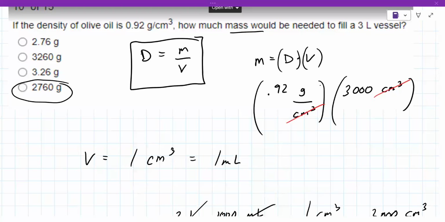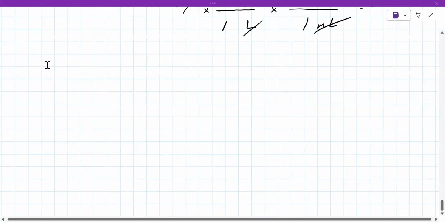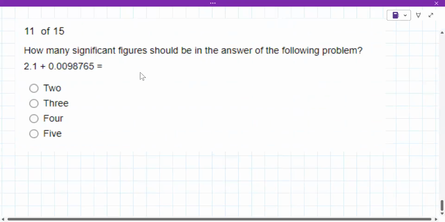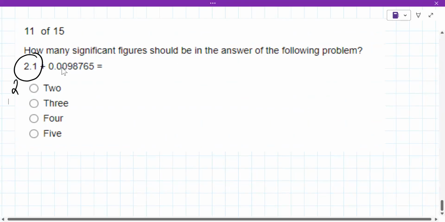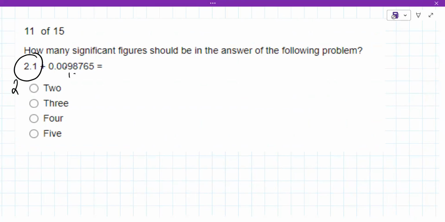Okay, so the next problems here are significant figures. How many significant figures should be in the answer of the following problems? You've got to do it problem by problem. This has 2. We just talked about the fact that leading zeros don't count. So you start with the 9, 1, 2, 3, 4, 5. This one's got 5. And so use the smaller one, which is 2. If there were a third number, you'd still use the smaller number.